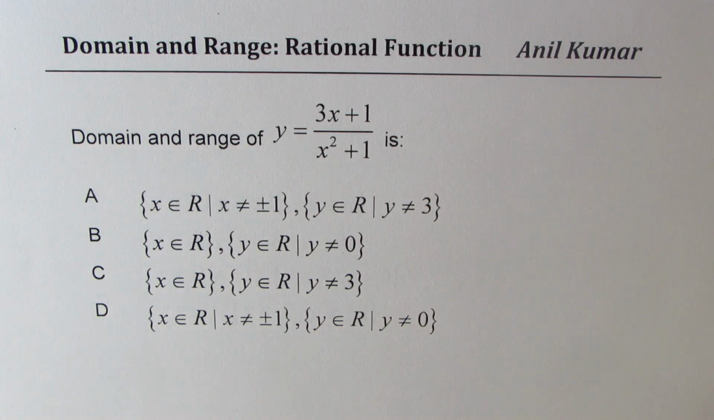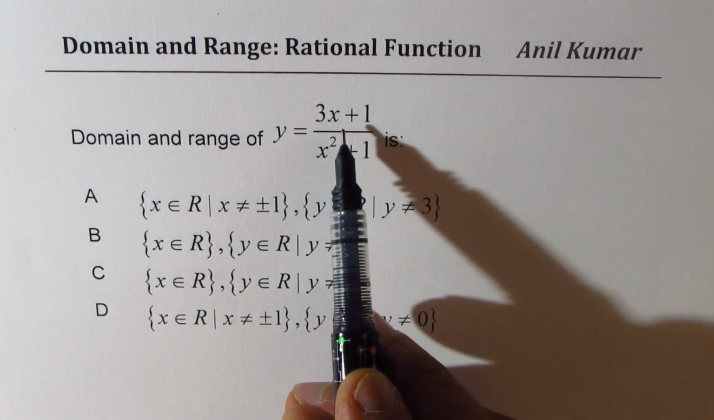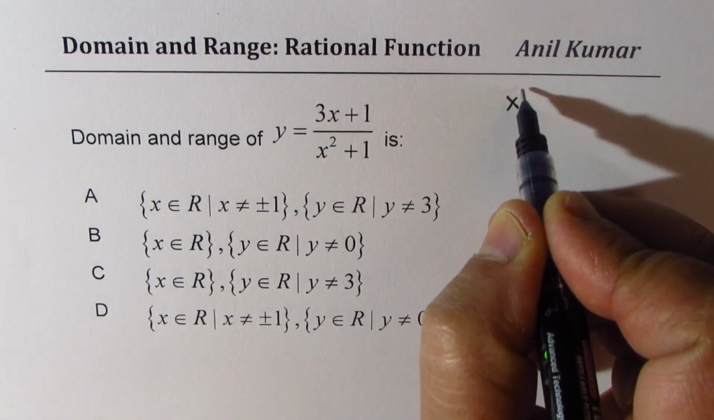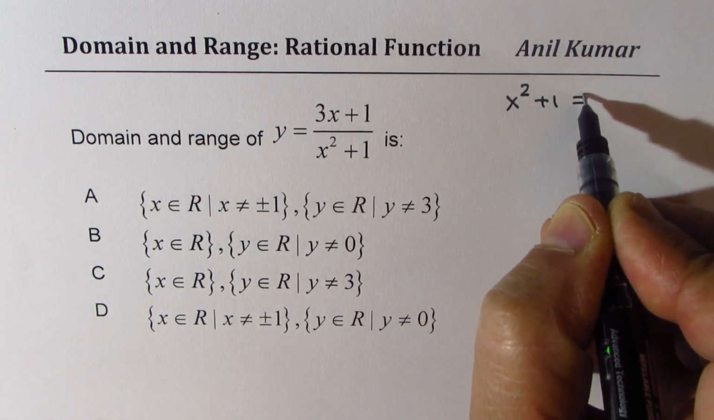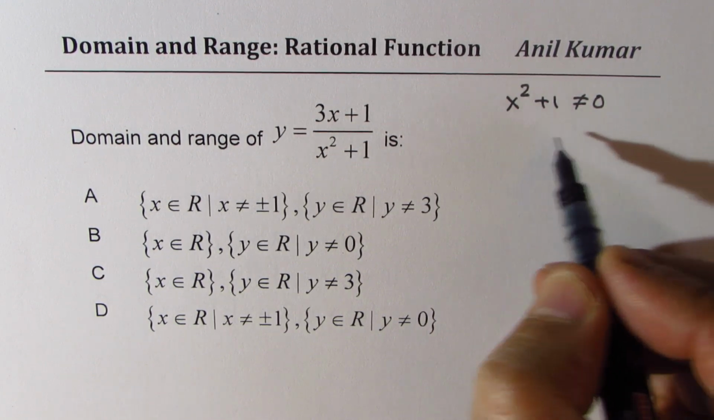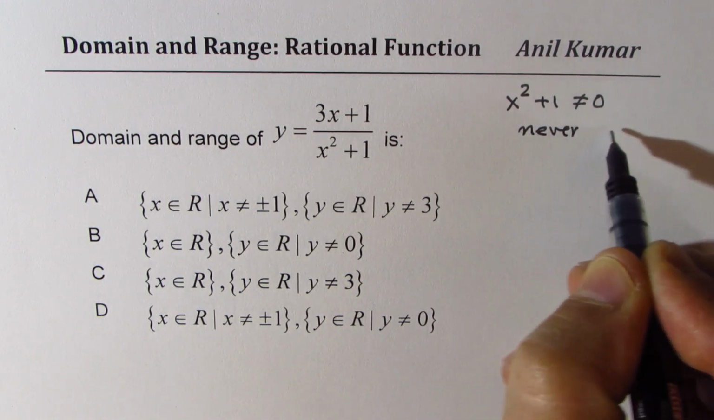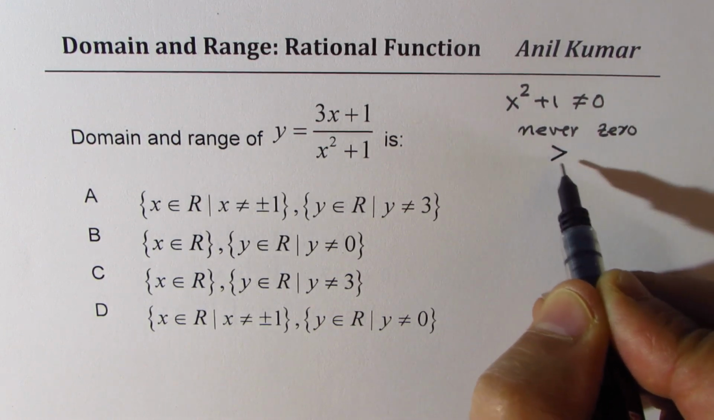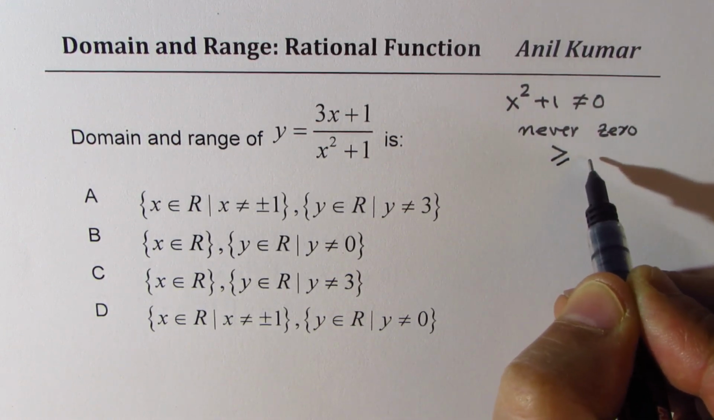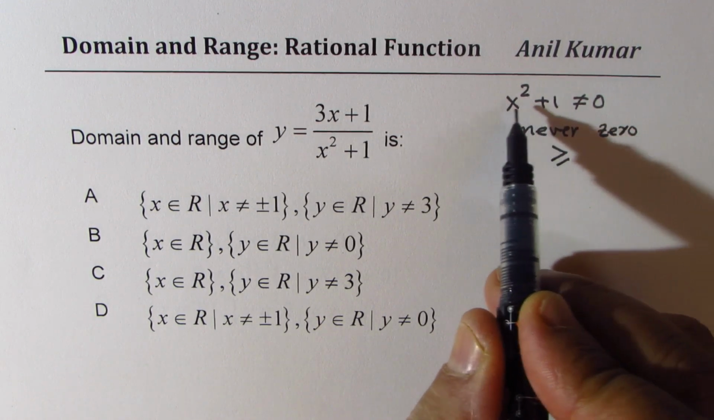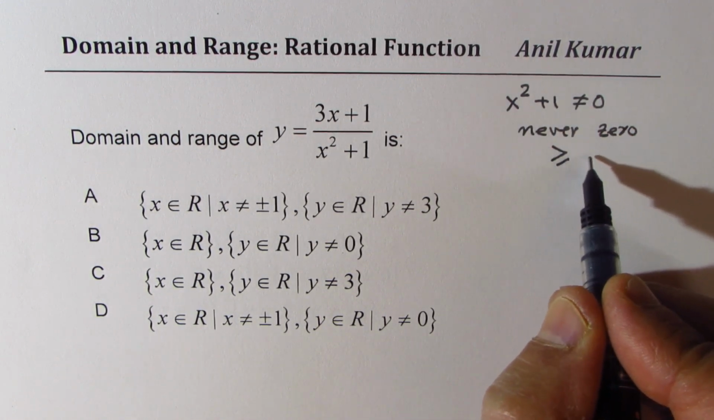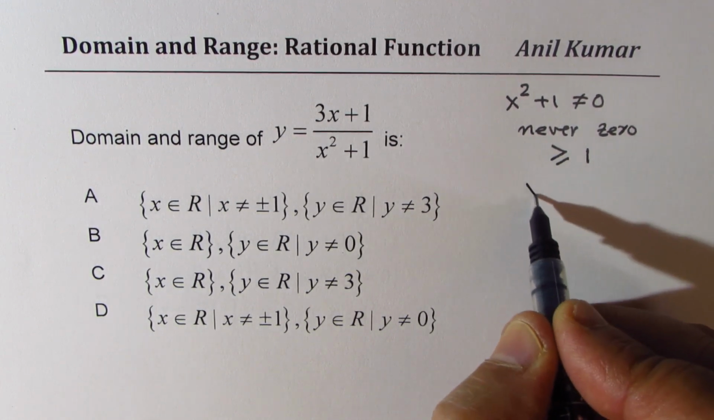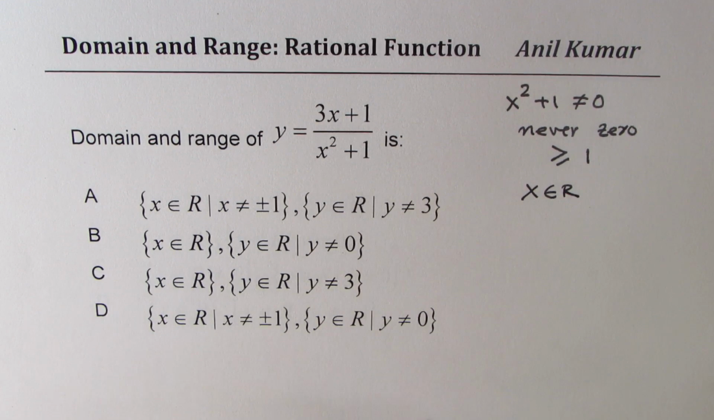The next one here is 3x plus 1, x squared plus 1 in the denominator. Now, if you try to make x squared plus 1 not equal to 0, we know this is never 0, right? This function will be always greater than or equal to 1. Since x squared is positive, right? Greater than or equal to 1, correct? So, there is no restriction on domain. So, x belongs to real numbers.